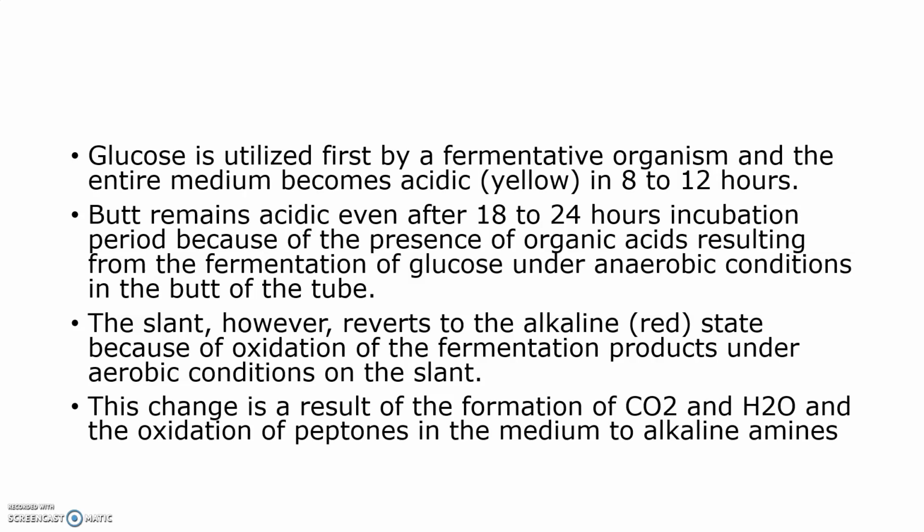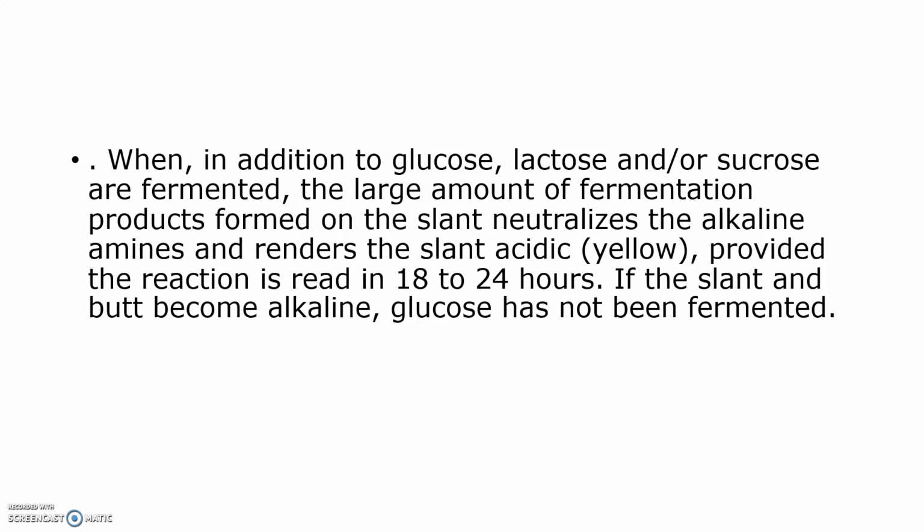This change is the result of what? Formation of carbon dioxide and water, and the oxidation of the peptones present in the medium to alkaline amines, which changes the color to red. When, in addition to glucose, lactose or sucrose are fermented, what happens? A large amount of fermentation products is formed on the slant, so it may neutralize the alkaline amines which appear as red color. Then the slant may appear acidic or yellow in color, provided the reaction is read within 18 to 24 hours.